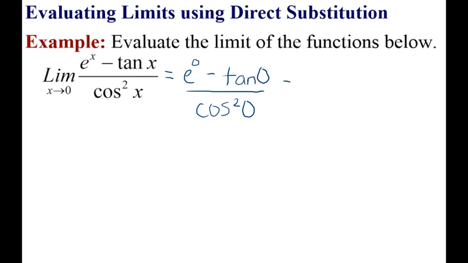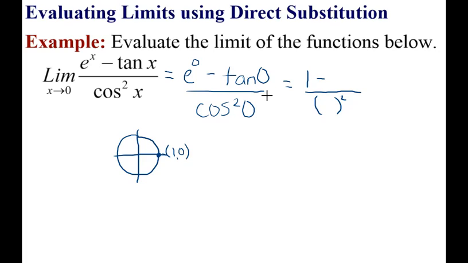If we evaluate this, e to the 0, anything raised to the 0 power, is 1 based on your exponent rules. For the other pieces, the tangent of 0 and the cosine of 0, you need to know your unit circle to know what those values equal. If we think about 0 degrees on the unit circle, the coordinate point at that location is (1, 0).